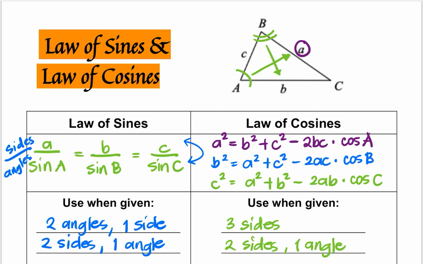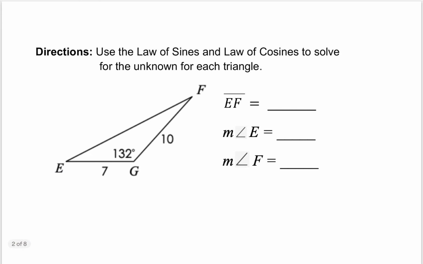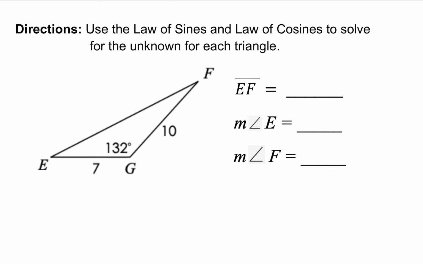Let's use this information to try and solve this problem. Use the law of sines and law of cosines to solve for the unknown for each triangle. The first thing that we need to do is to label the given. I'd like to make this angle here my capital A, and its opposite side is going to be small a, and then the other two sides are going to be b and c. So I'd like my b to be 7 and c to be 10. Can they switch? Definitely.